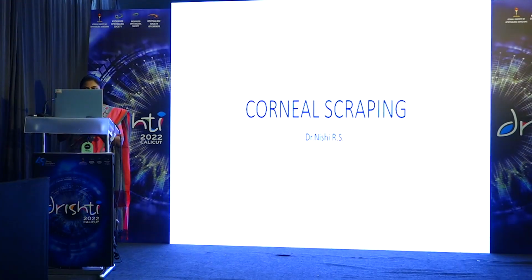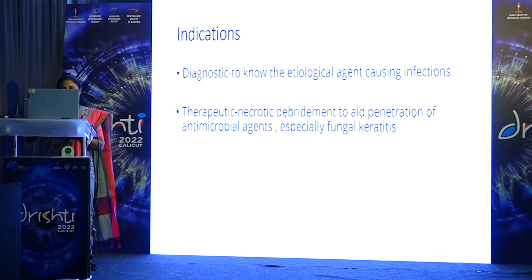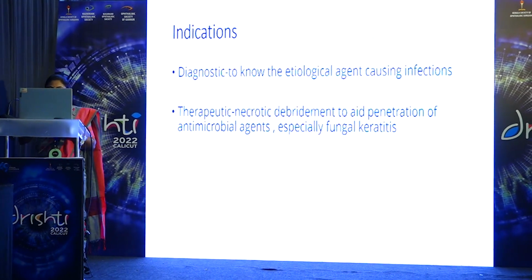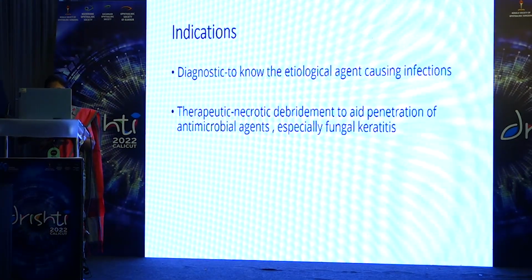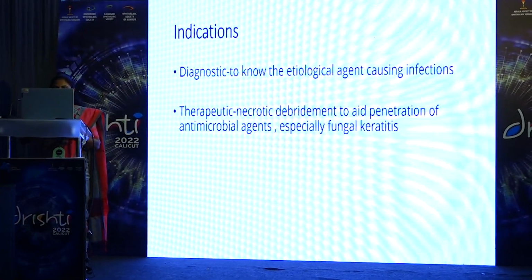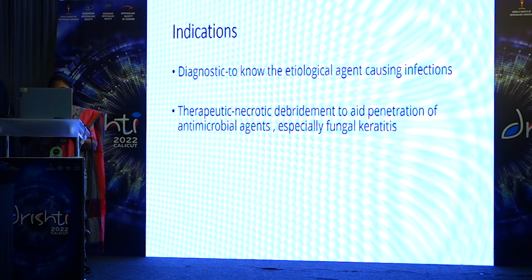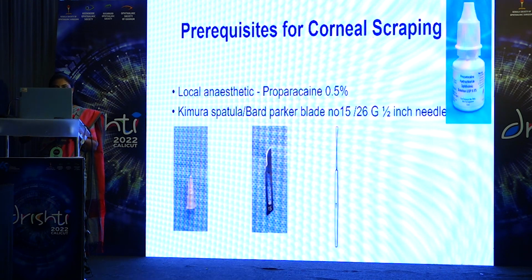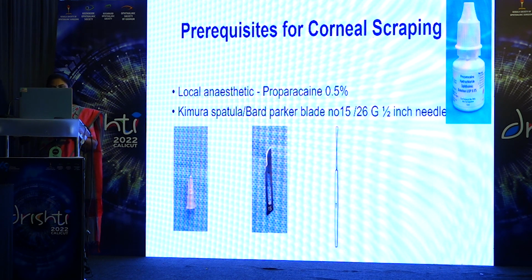Good afternoon to everyone. I'll be discussing corneal scrapings. Basically, it is done for two indications. One is diagnostic, to know the etiological agent causing the infection. Another is therapeutic, that is to debride the necrotic material, especially in case of fungal keratitis, to help the penetration of the drug also. Now the requisites: we require a local anesthetic, proparacaine is preferred, and for the scraping we can use a 26 gauge half-inch needle, or a 15 BP blade, or a Kimura's spatula.